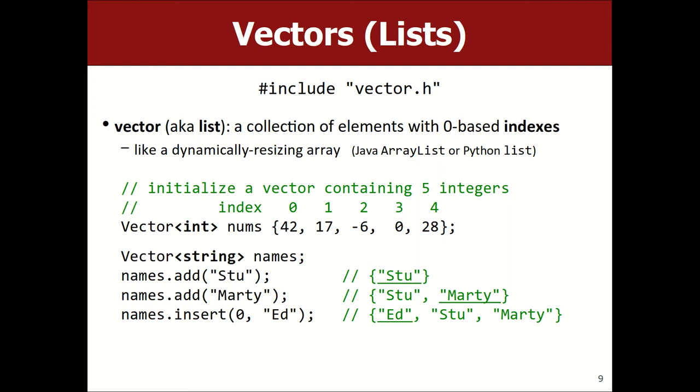Again, if you come from Java, the syntax is a little different. In Java, you'd say something like ArrayList of strings, names, equals new ArrayList of strings. You don't have to say equals new in C++. You just declare it, semicolon, the list is built. It's existing, it's empty, it's ready to use. Okay?